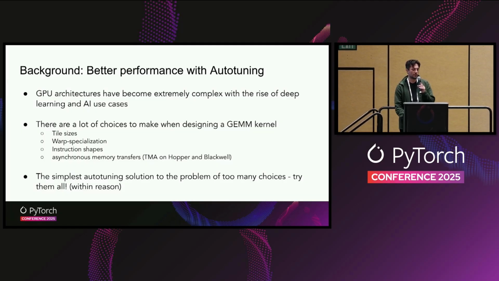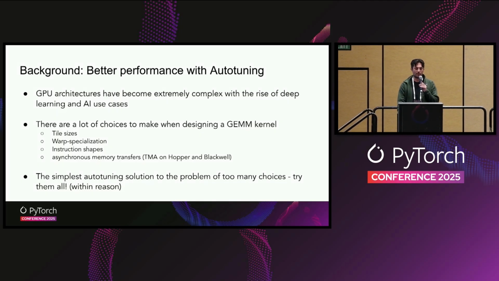In order to handle a large variety of workloads, new hardware features have been added, and this increases the architectural complexity. As a result, there's a ton of different choices you can make when you're designing a GEMM kernel. A small subset of these choices are the tile sizes, whether you want to use warp specialization, and what kind of instruction shapes you want to use. For some workloads, small instruction shapes will be better, and for others, larger will be better. And then also whether you want to use asynchronous memory transfers, and these are known as the Tensor Memory Accelerator on the latest GPUs, Hopper and Blackwell.